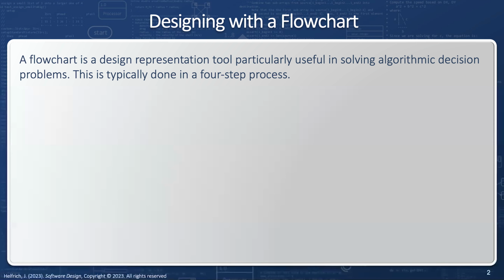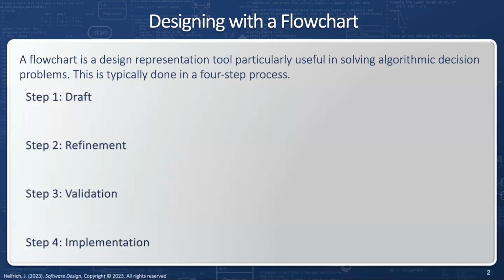When designing with a flowchart, we usually do it in a multi-step process. The first step is to create a draft, just the basic idea, super rough, usually on a whiteboard, very messy, but that's okay. And then we refine the design. And then we validate to make sure that it represents what the client or the product owner or whoever say, and then we implement the code.